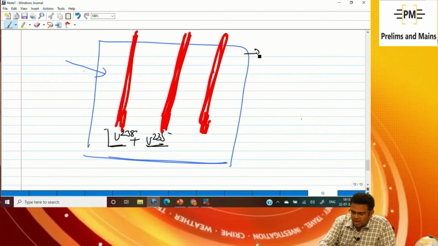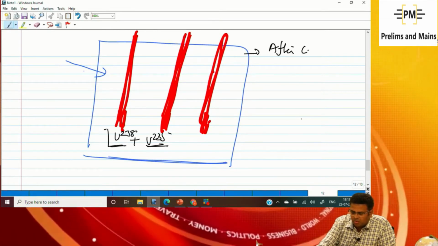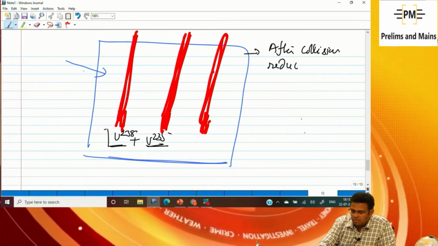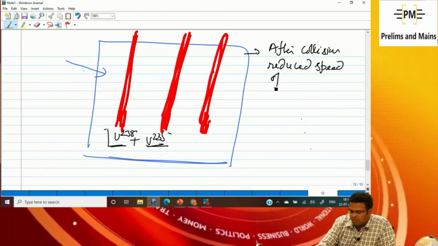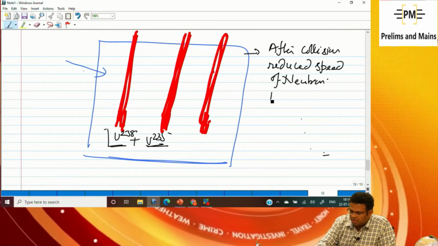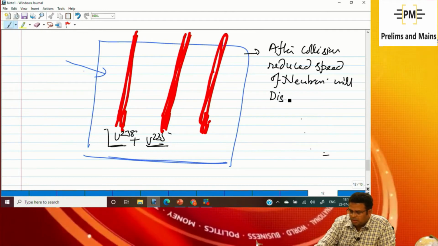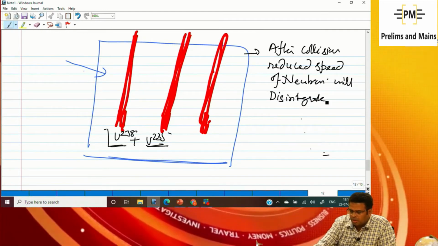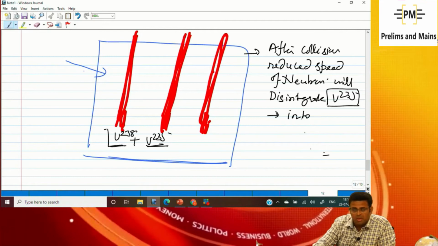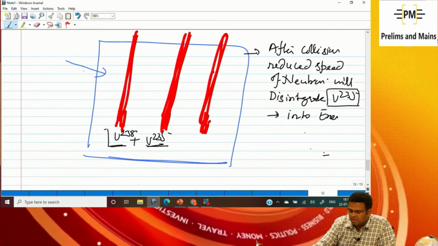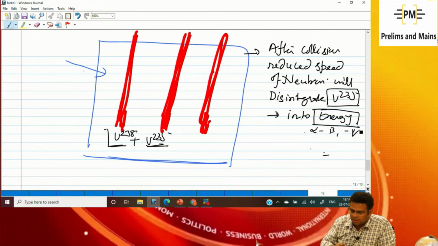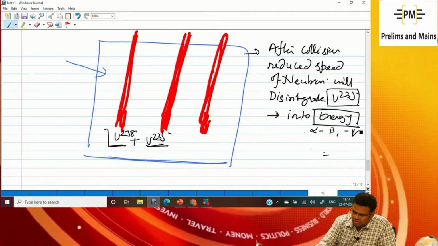So I can say that after collision, the reduced speed neutron will disintegrate uranium-235 into barium and krypton as well as energy, and this energy will have alpha, beta and gamma decay, clear? So this is the role of neutron.